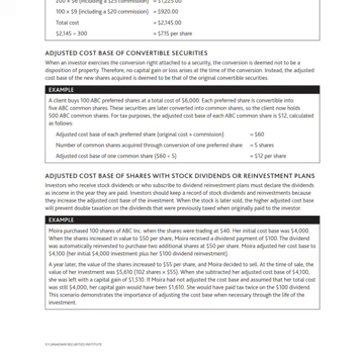Example: A client buys 100 ABC preferred shares at a total cost of $6,000. Each preferred share is convertible into 5 ABC common shares. These securities are later converted into common shares, so the client now holds 500 ABC common shares. For tax purposes, the adjusted cost base of each ABC common share is $12, calculated as follows. Adjusted cost base of each preferred share, original cost plus commission, equals $60. Number of common shares acquired through conversion of one preferred share equals 5 shares. Adjusted cost base of one common share, or $60 divided by 5, equals $12 per share.